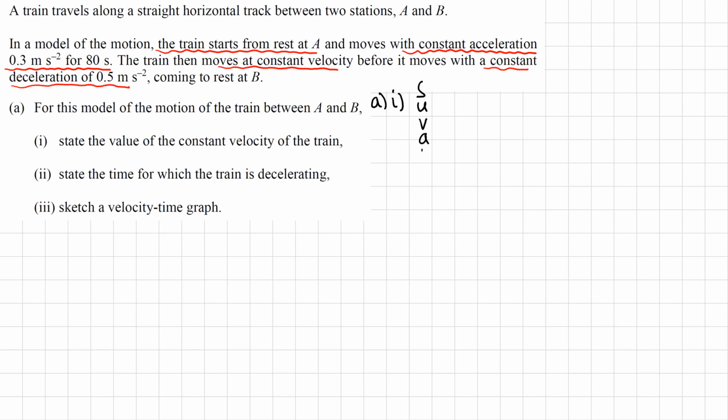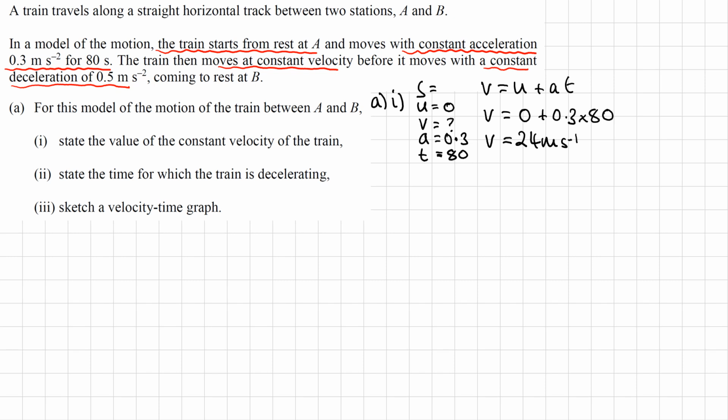So if I write my letters out, S, I don't really care about for this part of the question. U starts from rest, so U is 0. V is what I want to find. A, this constant acceleration, is 0.3 and the time is 80 seconds. So with these values, I'm going to be using V equals U plus AT. So V is going to be 0 plus 0.3, that's A, times T, which is 80. That gives me a value of 24, and that's meters per second. So that's my first part of Part A.